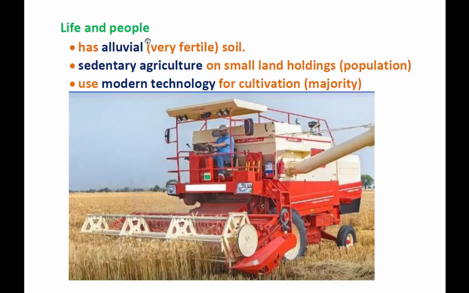Life and people. As the place has alluvial soil, the soils are usually very fertile. They have sedentary agriculture, not shifting agriculture, and the lands are very small. They don't own big farms like in the Amazon basin. Small land holdings, because the population is so dense in this region that people usually cannot hold big land. Most of them use modern technology for cultivation: tractors, machines, tillers and all.